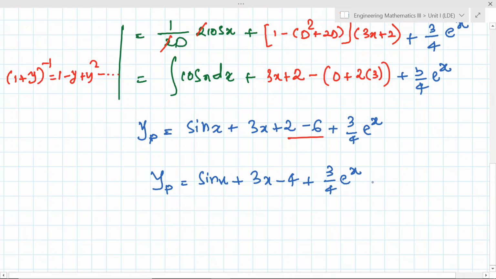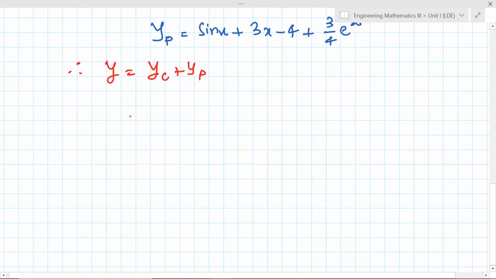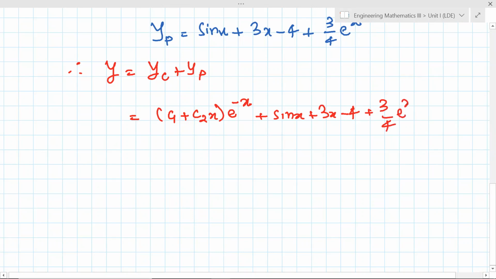This is the particular integral, and we are interested in the complete solution. Therefore y is equal to yc plus yp. What is my complementary function? C1 plus C2x, e raised to minus x, and the particular integral is sin x plus 3x minus 4 plus 3 by 4 e raised to x. That's it. So all three cases we have applied: first case, second case, and fourth case.